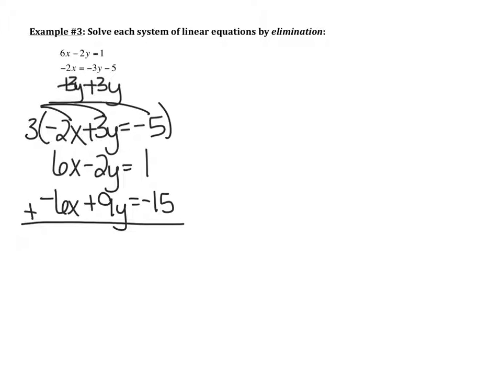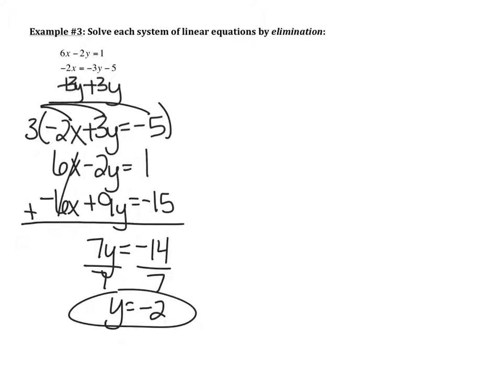Now that I've made opposites, I'm ready to add downwards, and the x's will, of course, cancel. Negative 2y plus 9y is 7y, and 1 plus negative 15 is negative 14. So my first answer would be y equals negative 2. Take that answer, plug it back into whatever equation you want. Let's just plug it back into the top equation.